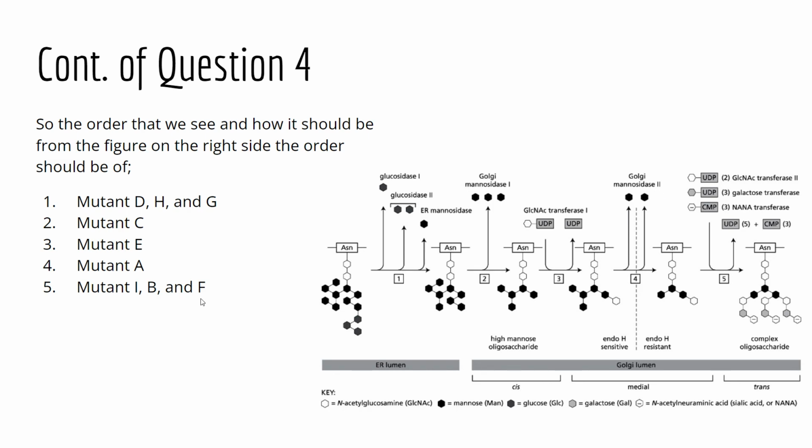As I said before, step 5, there's not really a specific order, so we just went top to bottom. Mutant I has a deficiency in GLC-NAC transferase 2. Mutant B has a galactose transferase deficiency, and mutant F has a nana transferase deficiency.